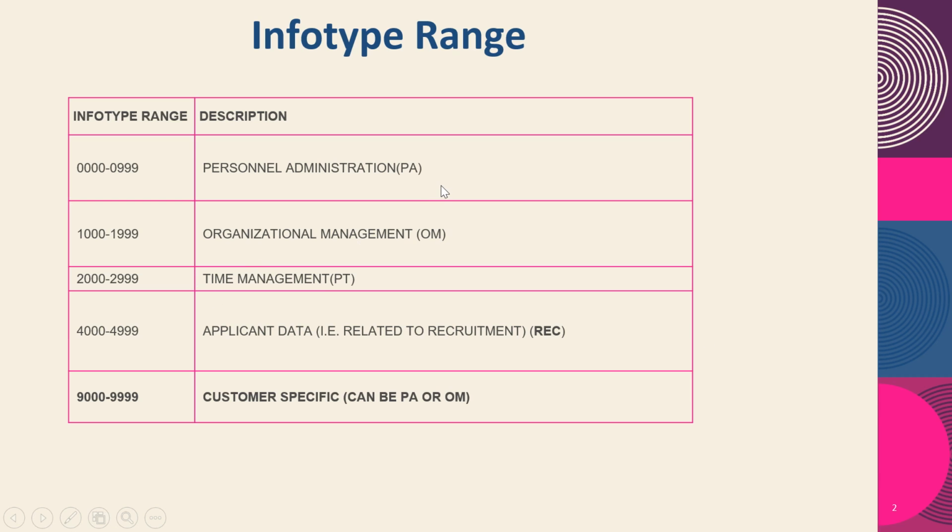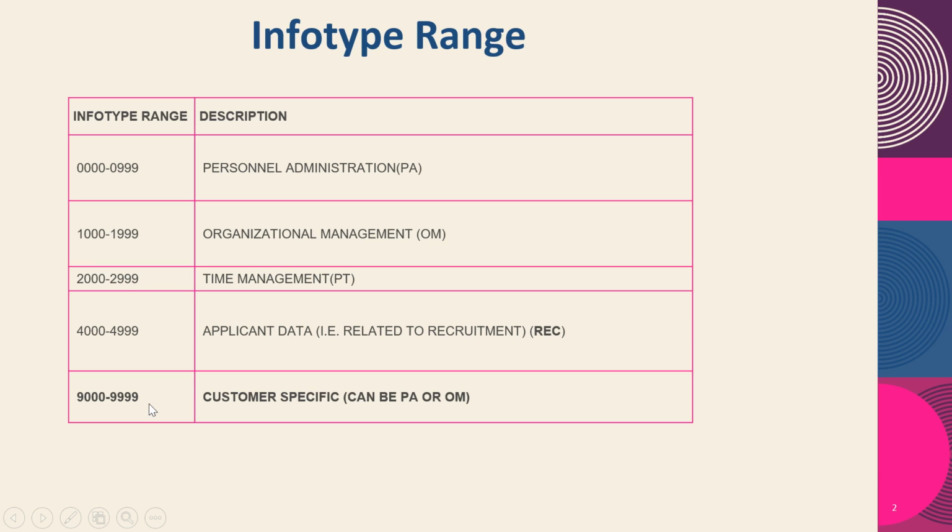Each submodule of SAP HCM has its own range of info types. If we go to the personnel administration submodule, the range is 0000 to 0999. For organizational management, it is the 1 series, 1000 to 1999. For time management, it is the 2 series, and for recruitment it is the 4 series.